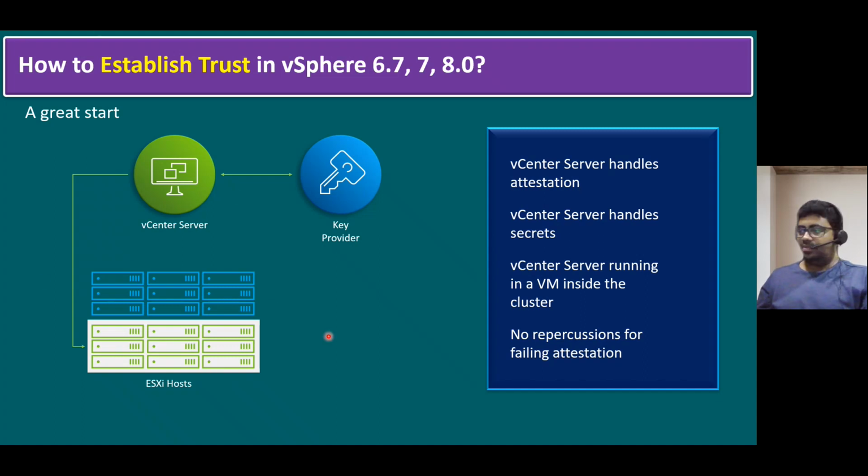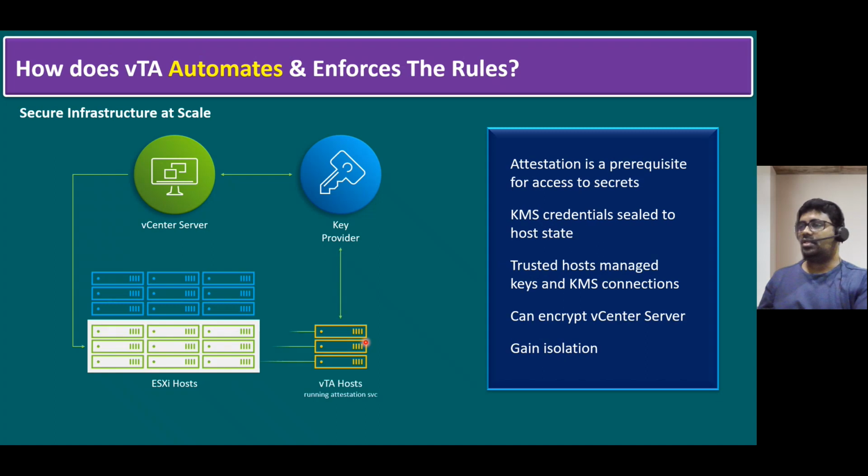Now another point. Suppose, how does vTA automate and enforce the rules? For this scenario, instead of using the vSphere native key provider, we have to use the vSphere standard key provider. That means third-party tools. One example is the Gemalto key management server. We have Gemalto key management servers that are considered as vSphere Trust Authority hosts running attestation services. This key provider will map to these servers. In this diagram I'm showing you three servers.